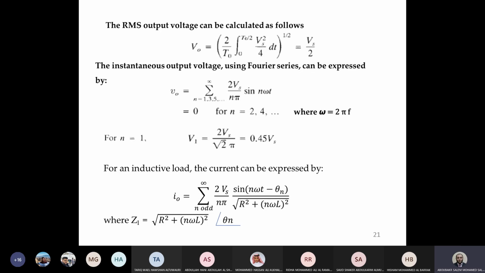What will be the output voltage relation in order to get the RMS output voltage? Now we don't need the average, we need RMS because we have an AC source. So for RMS output, we need the effective value, which is the RMS value. How can we obtain the RMS value for any waveform? Just take 1 over the period and integrate the squared value during the period, all of this under a square root.